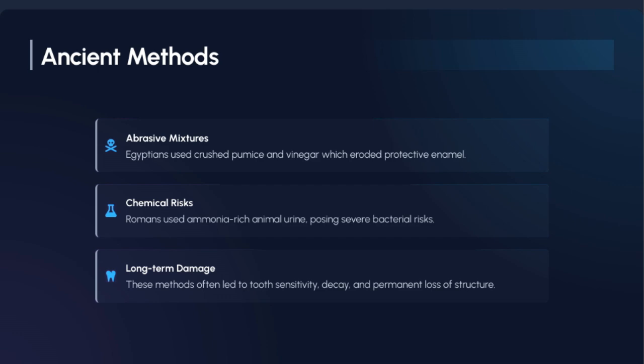Then there were abrasive mixtures. The Egyptians used crushed pumice stone combined with vinegar, which, while seemingly effective, actually eroded the protective enamel on the teeth. This damage could make teeth even more vulnerable to decay and sensitivity. Overall, these ancient methods reflect how early civilizations experimented with dental care, but many of their techniques were quite harmful when you consider the long-term effects. It's a reminder of how far we've come in understanding safe and effective dental treatments.